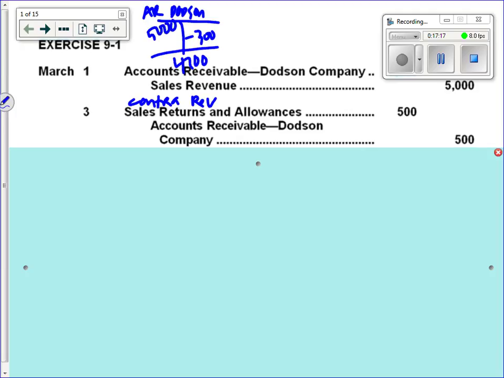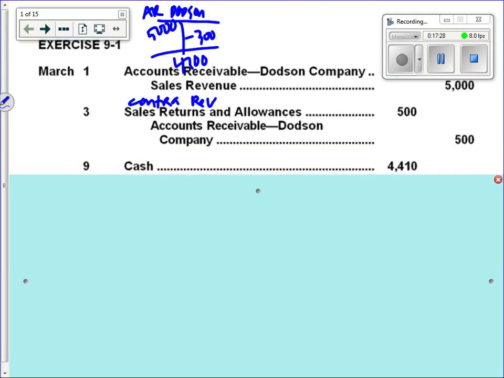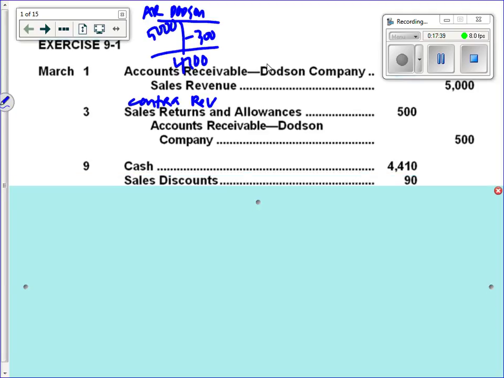Are we going to have $4,700 cash in our pocket? No, they paid within the discount period. So what kind of discount are we going to give them? 2%. So we actually got $4,606 in cash. What? They owed us $4,700. Why am I not getting the full? Because we allowed a sales discount of $94. So $4,700 times 2%, $94. Sales discount, if we had to put a label on it, what kind of label would we give it?